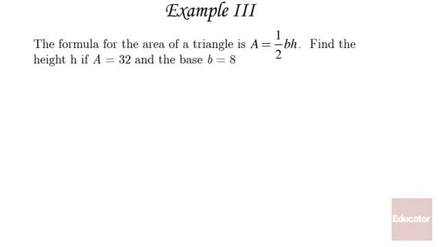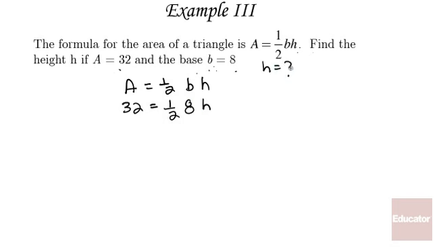Example 3. The formula for the area of a triangle is area equals 1/2 bh. So this is actually the area equals 1/2 the base times the height of the triangle. Find the height if A is 32 and the base, b, is 8. Okay, here we're being asked to find the height, and we're given the other two variables. So let me rewrite the formula. Area equals 1/2 base times height. Now I'm going to substitute in what I was given. I'm given the area, I'm given the base, and I need to find the height.